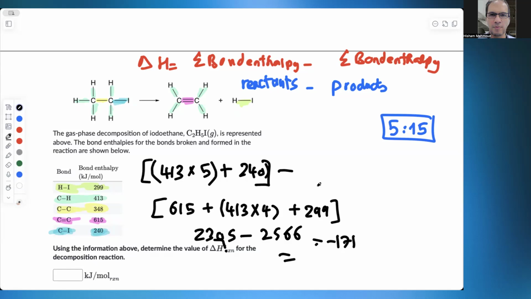I think I missed something. 413 multiplied by 5 plus 240. Oh, there is one more here. This one, year one, we didn't add 348. I didn't add this one, 348. So 2395 is actually 2743. And here we have 615 minus 2566. 727. So this time it's plus 177.